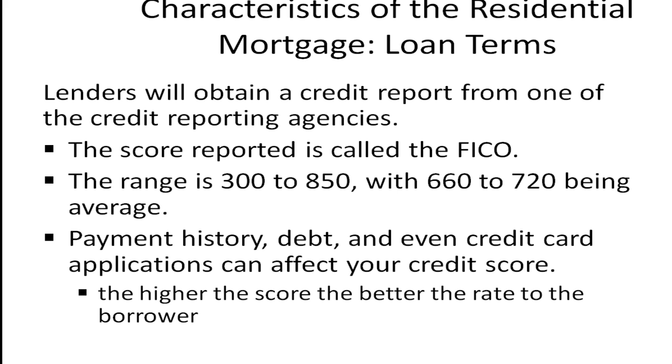Lenders will usually obtain a credit report from one of the credit reporting agencies, and they can do it quite quickly online. They can check your score immediately. So if you call up, you want to refinance your house, you want to go through an application over the phone, they'll be sitting there at the computer calling up your FICO score. And this ranges from 300 to 850, with average being somewhere in the 660 to 720 range. But the higher your score, the better rate you're going to get.